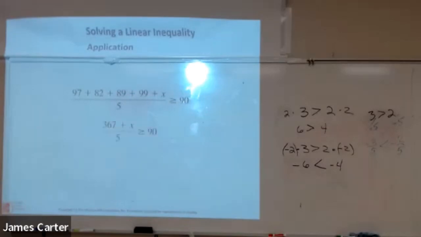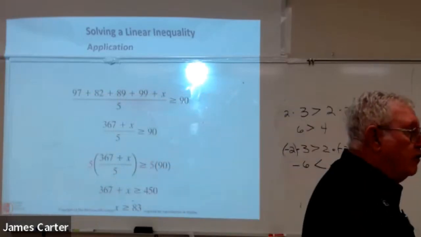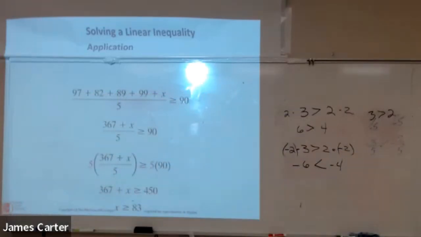Well, we're going to add them together, then we get 367 plus the x over 5 is that. We got to get rid of this 5. Multiply by 5 on both sides. Which gives me this. Now we're going to take this up to the top of the next page. X is greater than or equal to 83. That means on that 5th test, you have to get at least an 83% in order to get an overall A in the course. Questions on this problem?